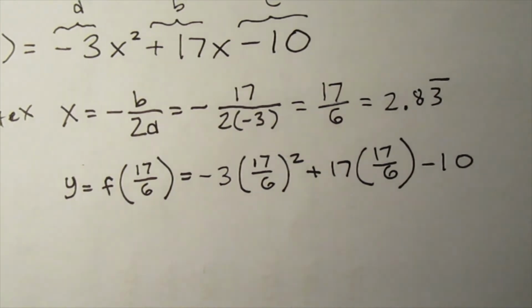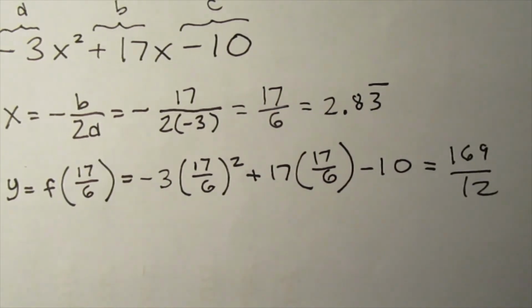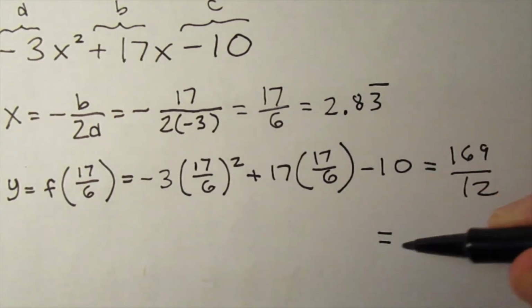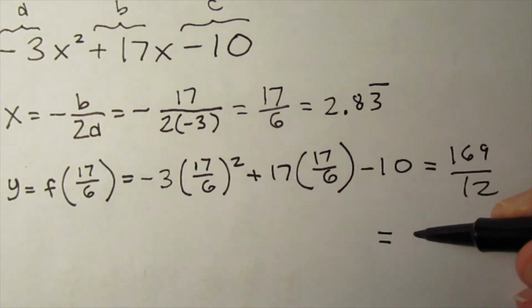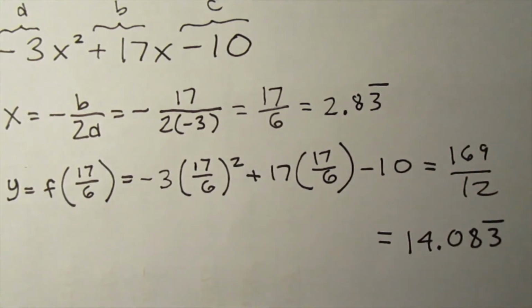So if you do this calculation, you'll find that it's 169/12. See it there? What's the decimal equivalency for that? The decimal equivalent is 14.083 with a repeater bar above the 3.